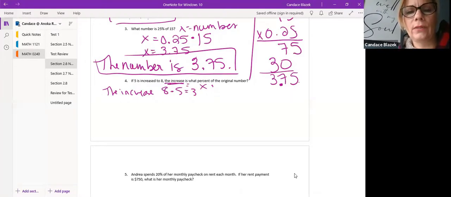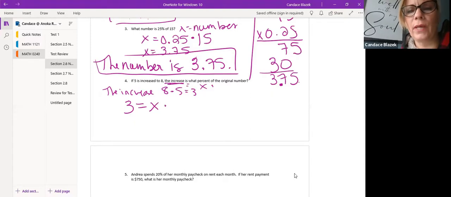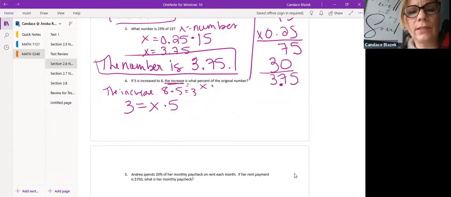So the increase, 3, is equal to what percent, that's what we're trying to find, times the original number. And the original number that we have, we started with a 5. 5 is what we originally started with. So we can write this as 3 is equal to 5x.